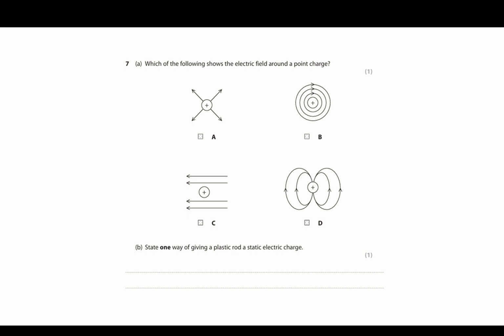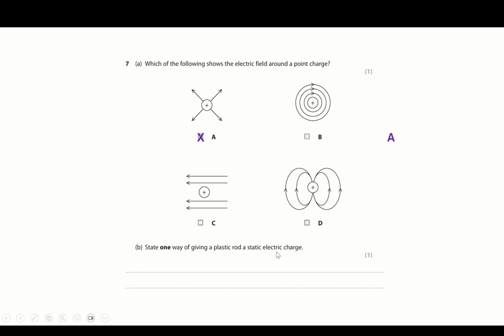Okay, question 7, we're on about electrostatics. Which of the following shows the electric field around a point charge? Definitely not that one, because this would be if I had a positive and a negative. That's the butterfly. We know this is garbage. B's not right around a point charge. They're trying to get you to confuse this with magnetic fields around a wire. And I've taught you that. It has to be A.